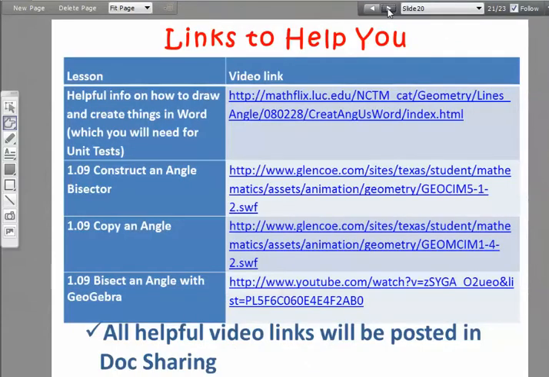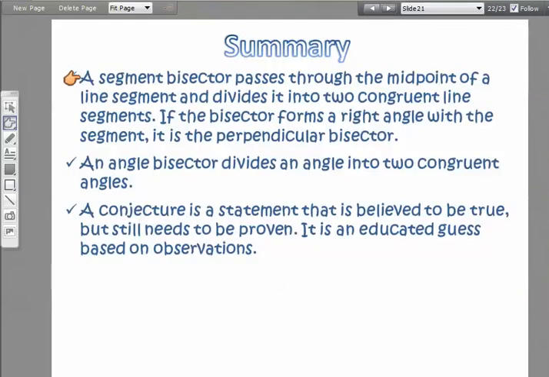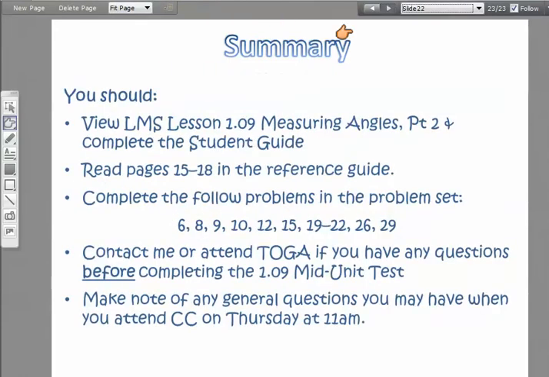Okay, and there are some links that are going to help you with all the constructions in lesson 1.09. So what we did talk about was a segment bisector passes through a midpoint of a line segment and divides it into two congruent line segments. If a bisector forms a right angle with the segment, then it's perpendicular. An angle bisector divides an angle into two congruent angles, and a conjecture is a statement that is believed to be true, but it still needs to be proven. It's an educated guess based on observations.